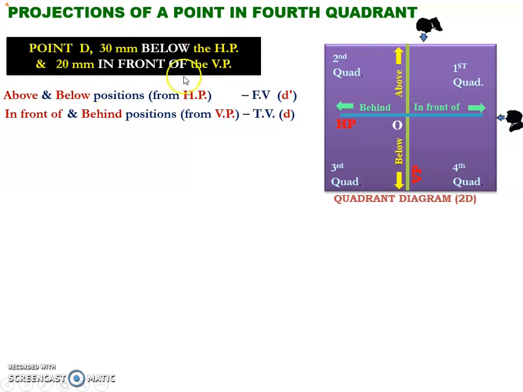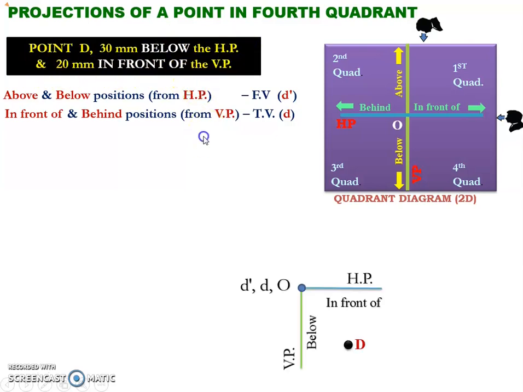Now let us solve the same problem using the shortcut method and find its projections. It is given that the point D is located 30 mm below the horizontal plane and 20 mm in front of the vertical plane. Here we can see the pictorial representation of the given problem. The point D is located in the fourth quadrant.